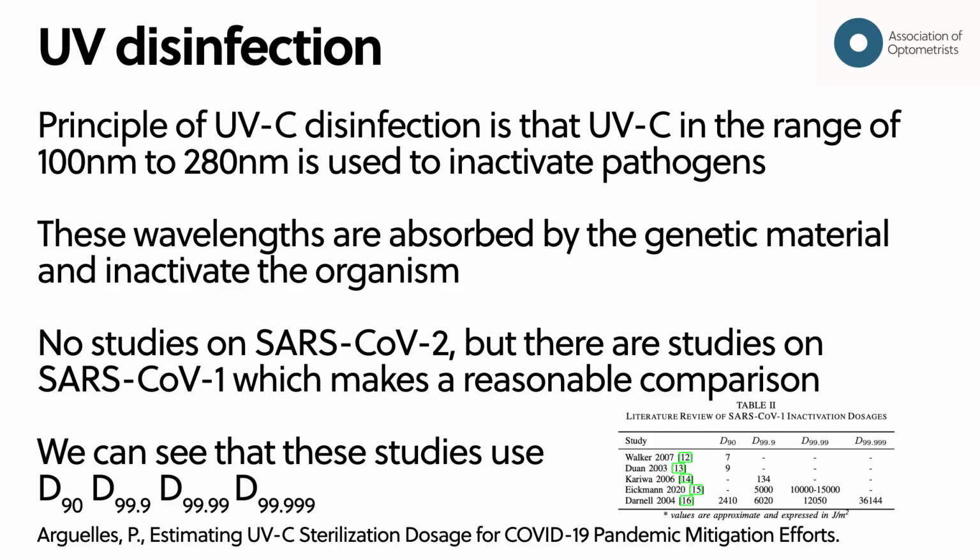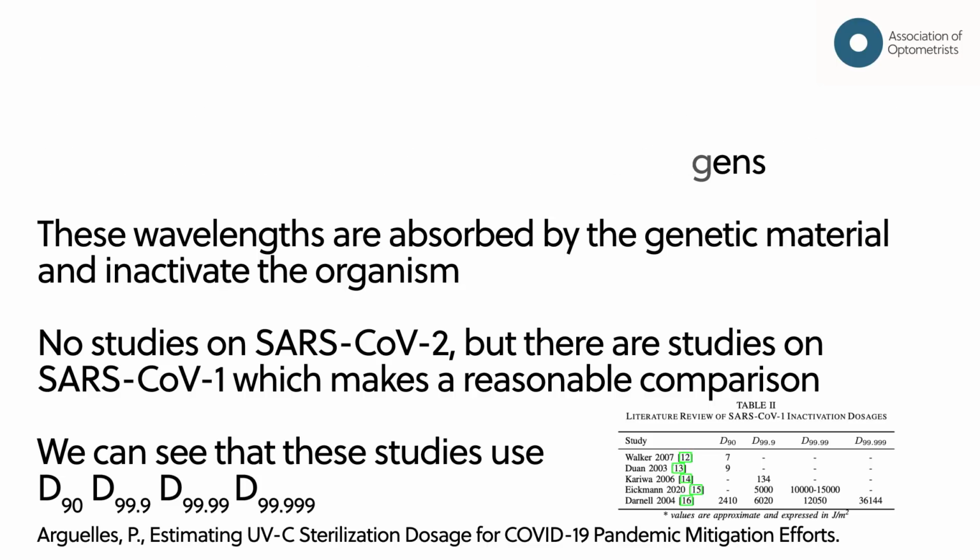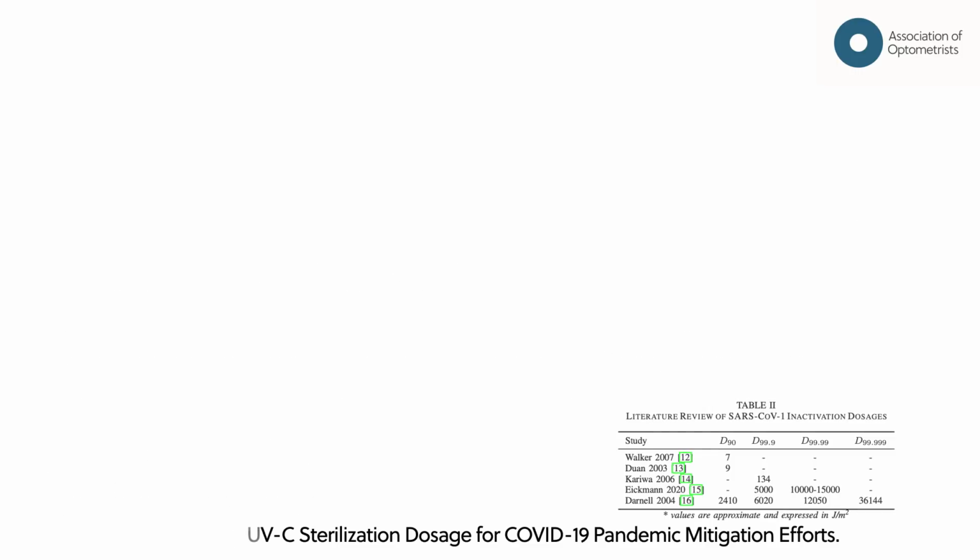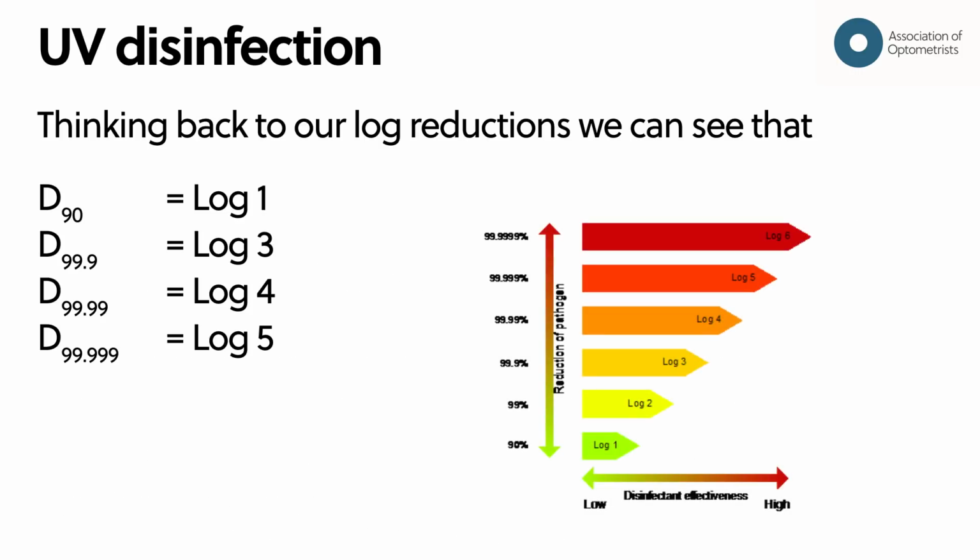And there's a very good piece of work on estimating UV sterilisation dosage. And we can see that within that, they refer to these values of D90 and D99.9 and so on. And it's important to understand what those mean so that we know what we need to be doing or what we don't need to be doing. And if we think back to our log reductions, then D90 is 1 log or log 1, and D99.9 is our log 3 reduction. And that's where we've said is our minimum level.